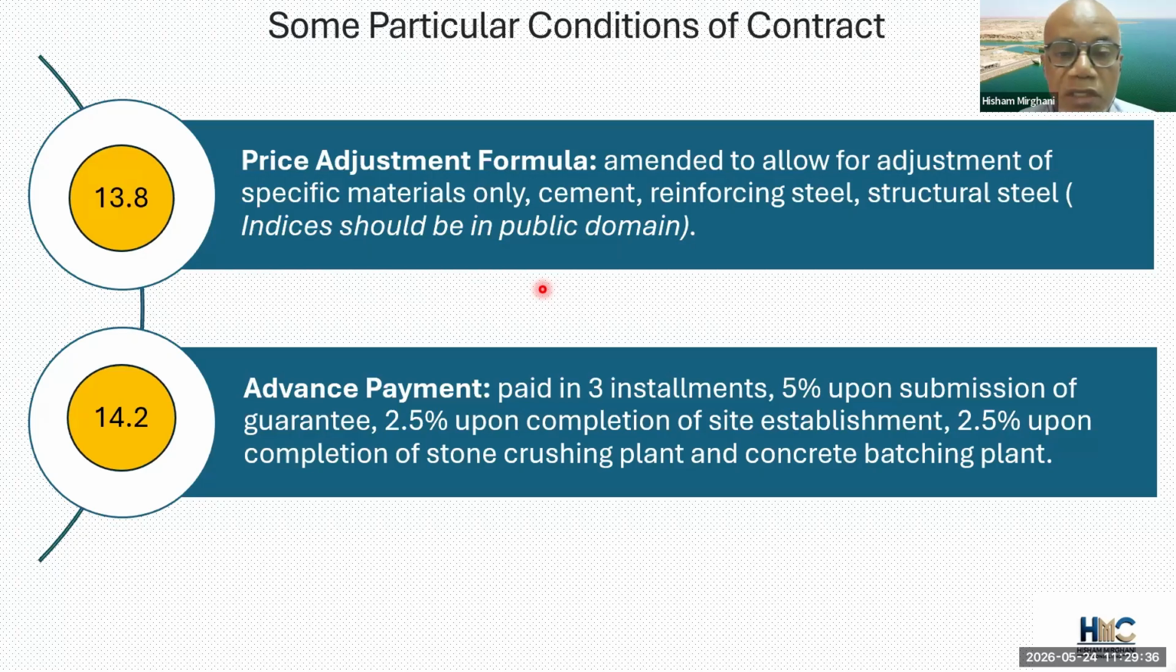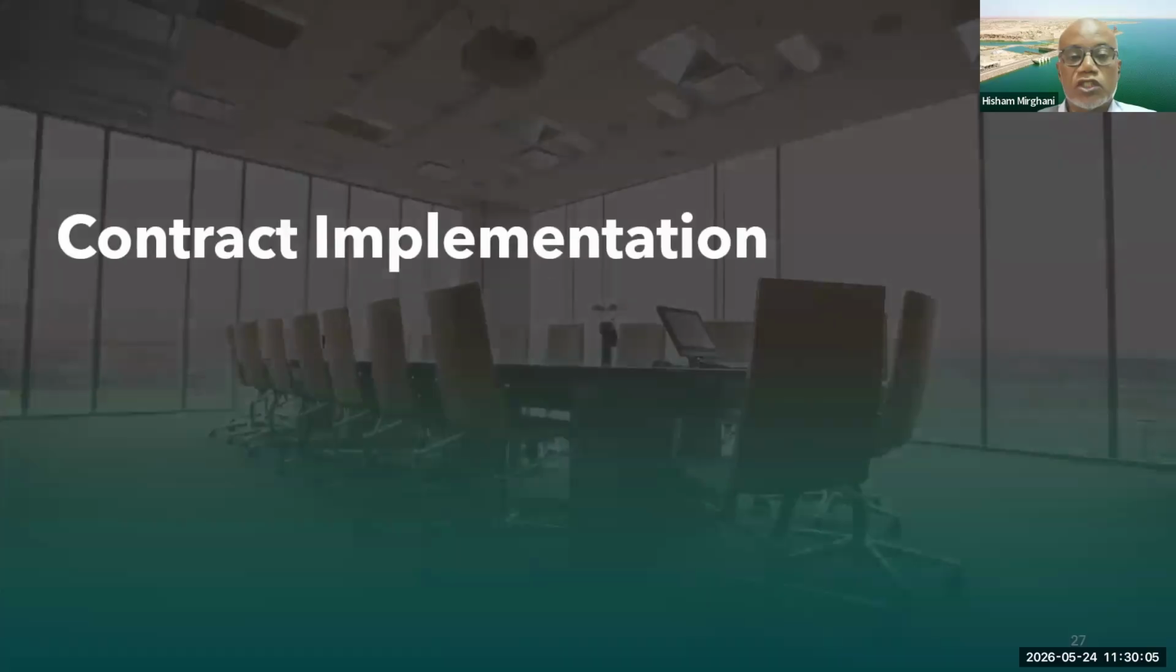Another clause that was in the particular conditions, the advance payment. Traditionally in these huge projects, you are paying an advance payment of, say, 10%, which is a huge amount, tens of millions of dollars. And quite often you get late mobilization by the contractor. So the advance payment, we used to stipulate that it would be paid in 3 installments, 5% upon submission of the bank guarantee, 2.5% upon completion of the site establishment, and 2.5% upon completion of the stone crushing plant and the concrete batching plant.